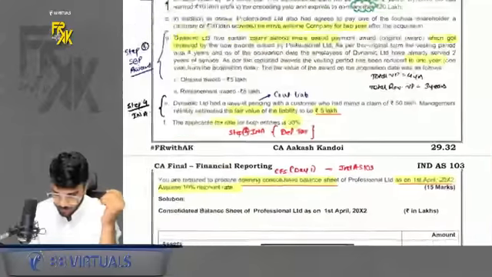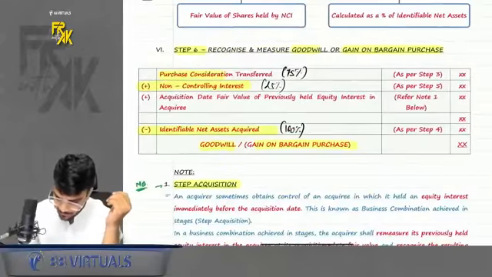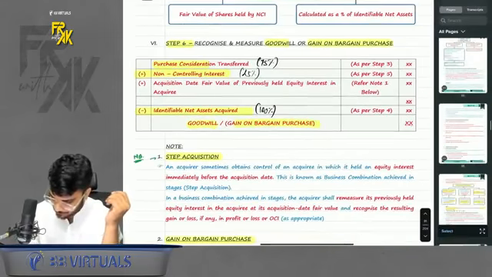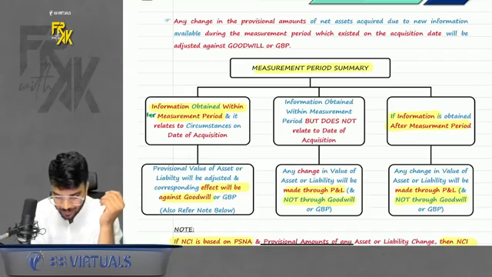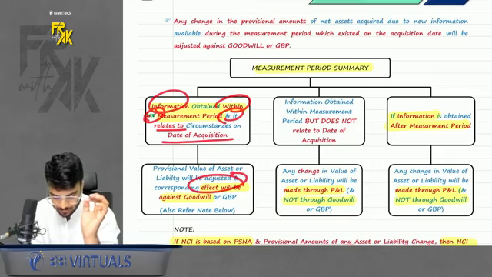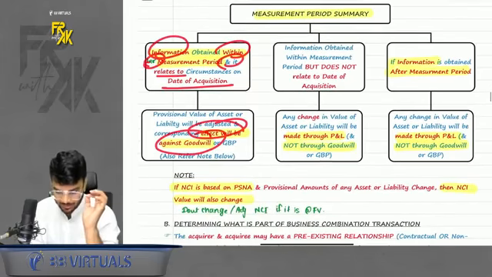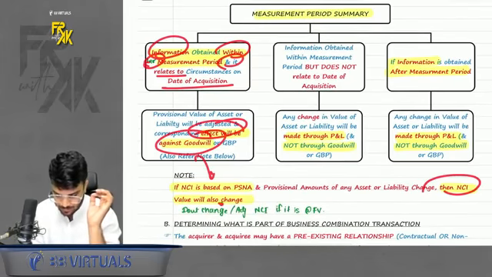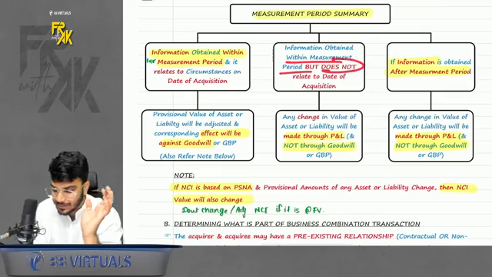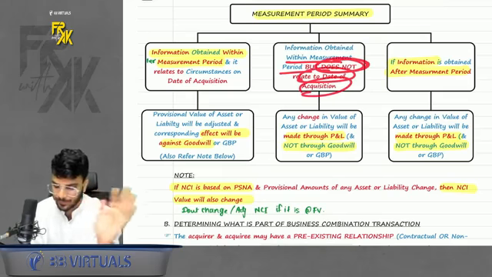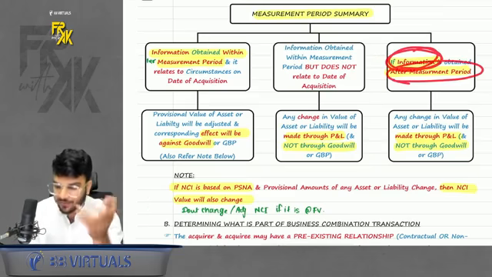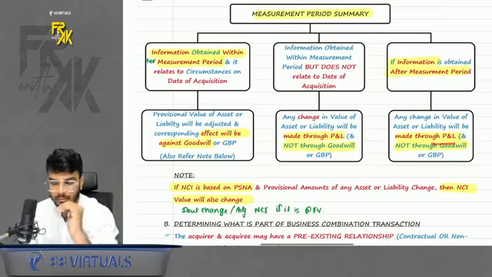Okay, so if you want to refer to the measurement period summary, one sec, I will revise the measurement period summary with you as well. You can see here, if the information was obtained within 1 year and if it relates to the date of acquisition, then the effect will be against goodwill, and also if NCI is based on PSNA, your NCI will also change. Acha. What if the information is received within 1 year but does not relate to the date of acquisition? Then you will adjust through PNL. Don't change goodwill. What if the information is received after 1 year? Don't change goodwill. Transfer it to PNL.